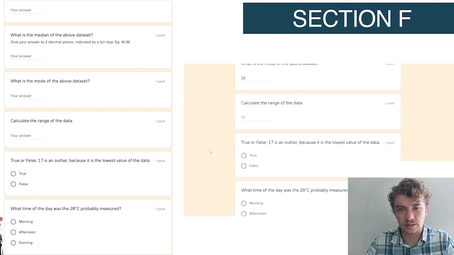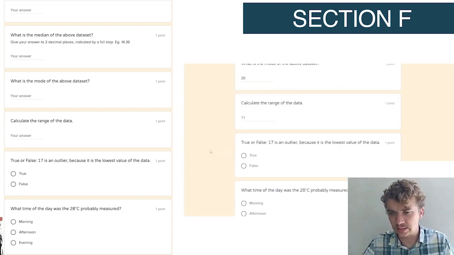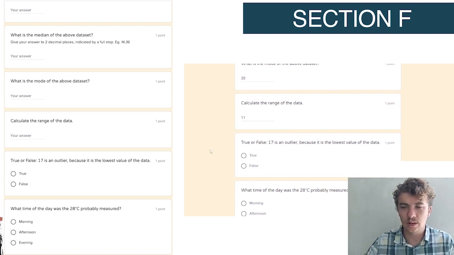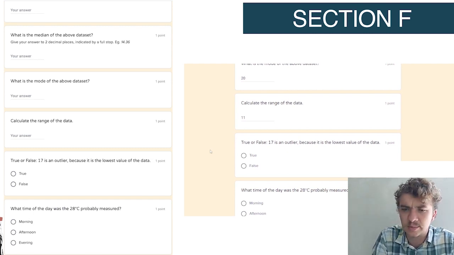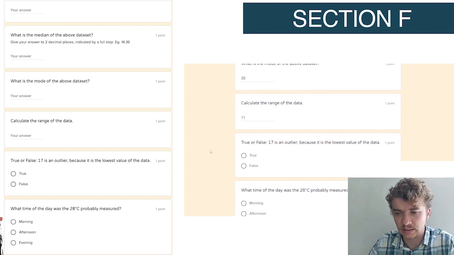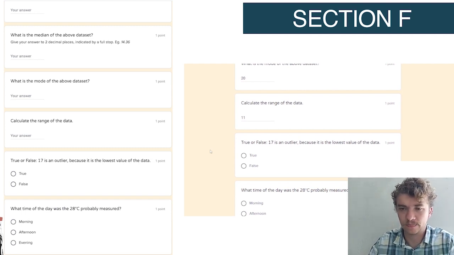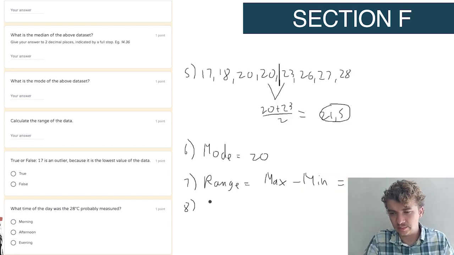Next question. Question 8 says that 17 is an outlier because it's the lowest value of the data. Now this is clearly false. This is clearly false because an outlier is something that's way bigger or way smaller than the rest. False because an outlier should be way larger or smaller than the rest.